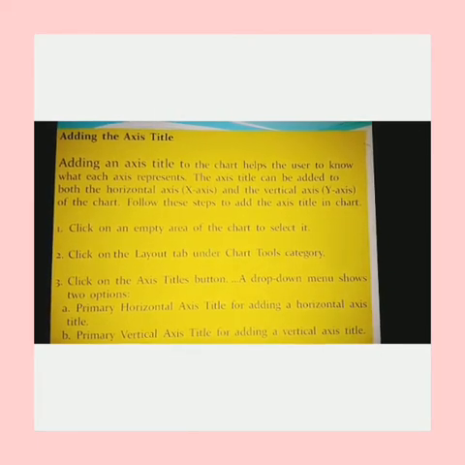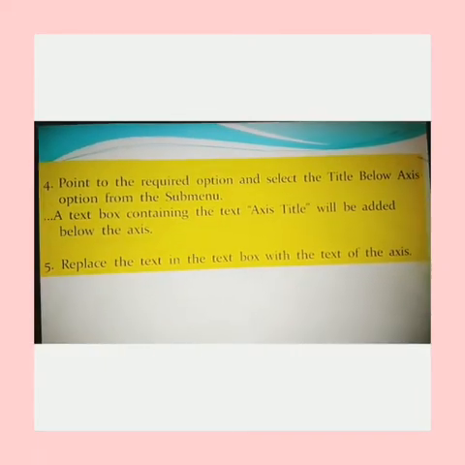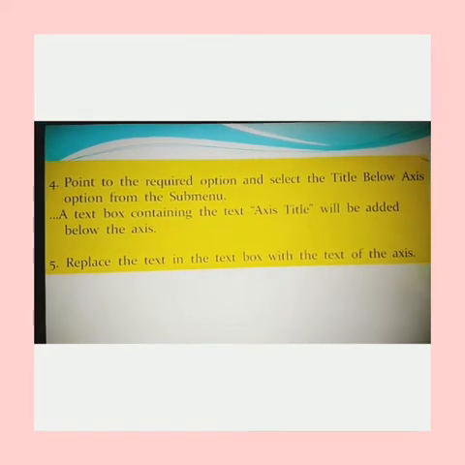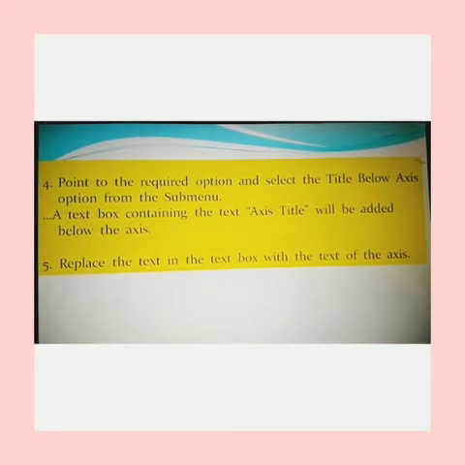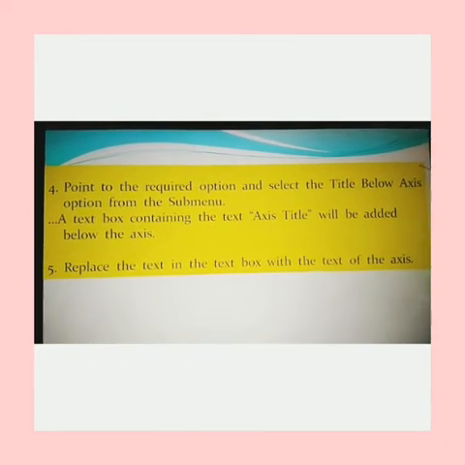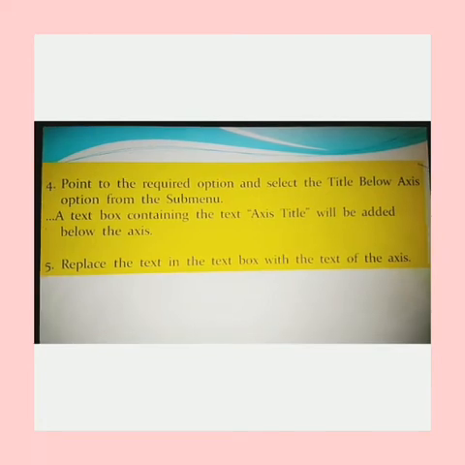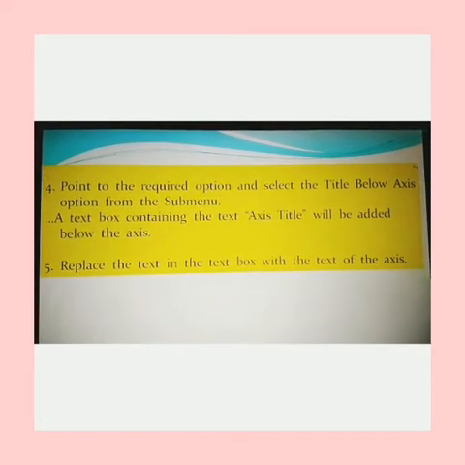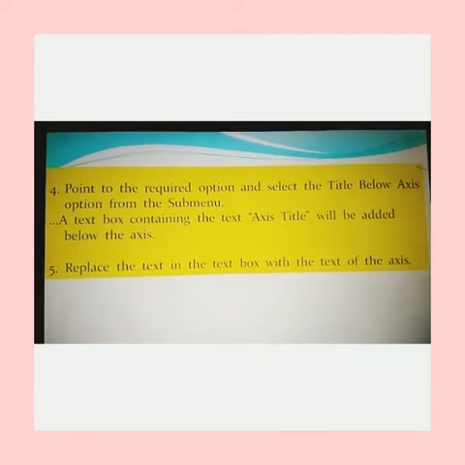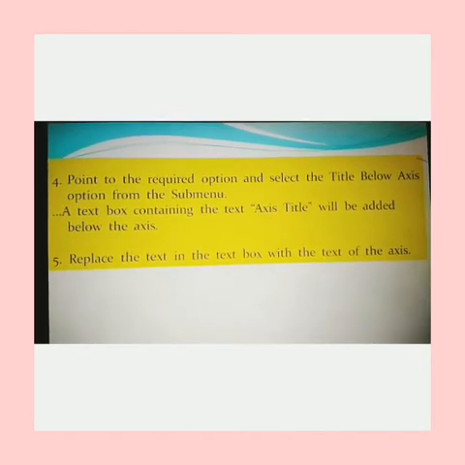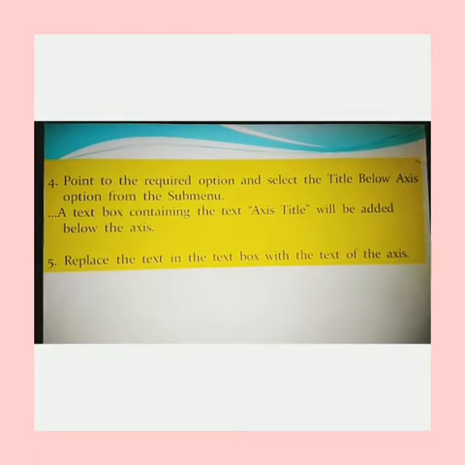Then students, fourth, point to the required option and select the Title Below Axis option from the submenu. A text box containing the text Axis Title will be added below the axis. Then last, replace the text in the text box with the text of the axis title. So these are all the steps related to adding the axis title.